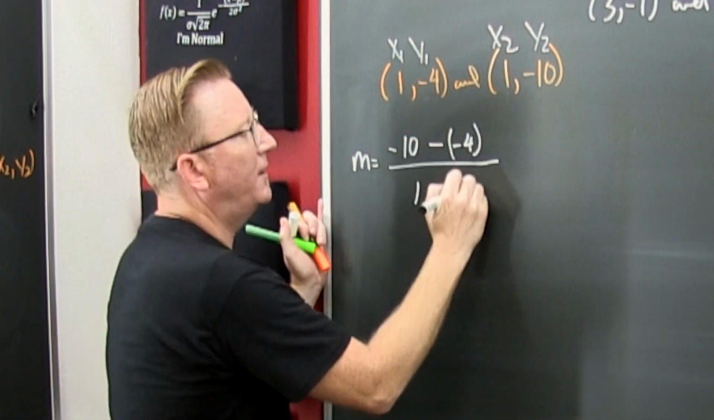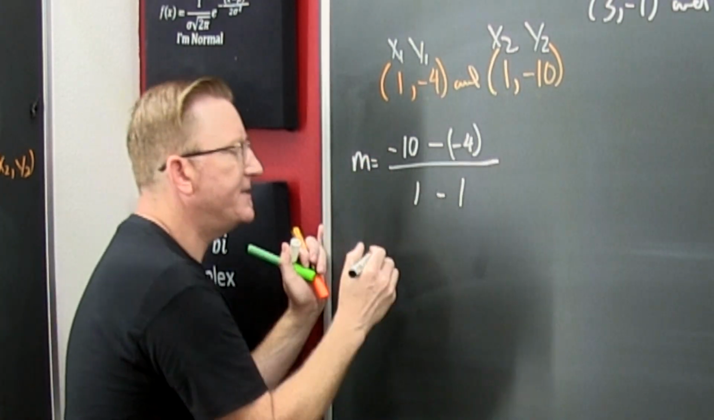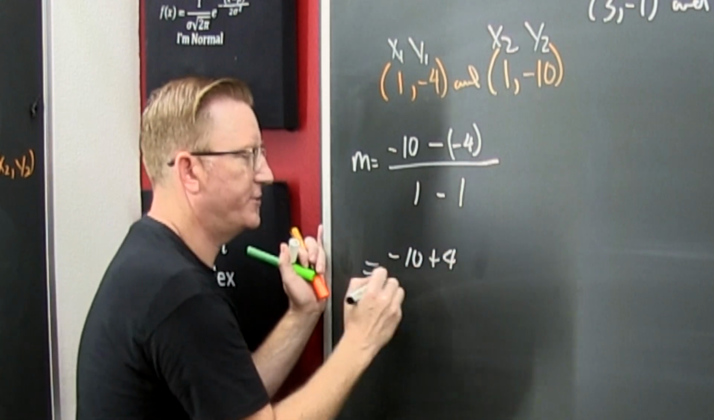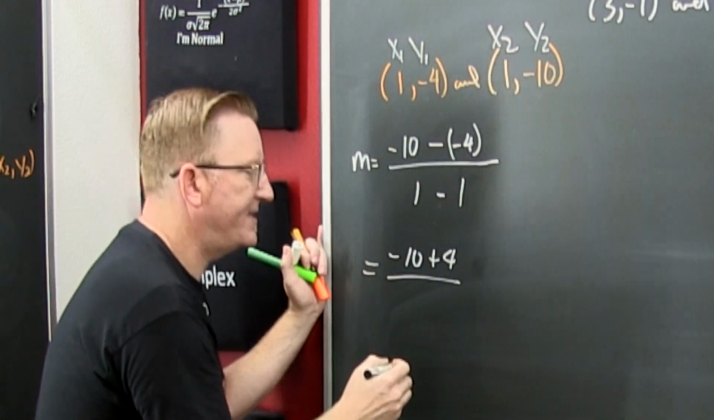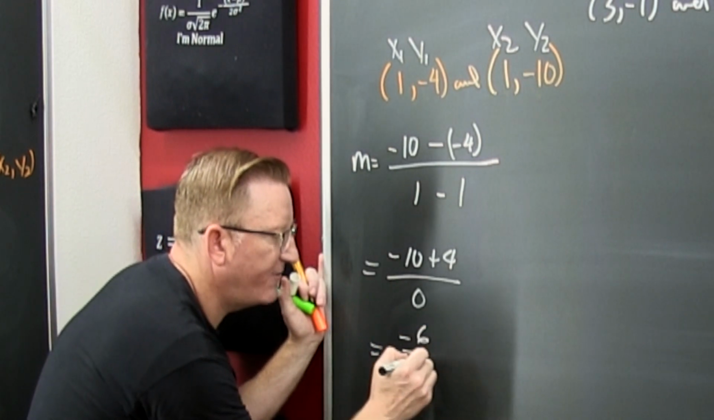1 minus 1. Finish him. This is minus 10 plus 4, divided by 1 minus 1, which is 0. So what's that? That's minus 6 divided by 0.